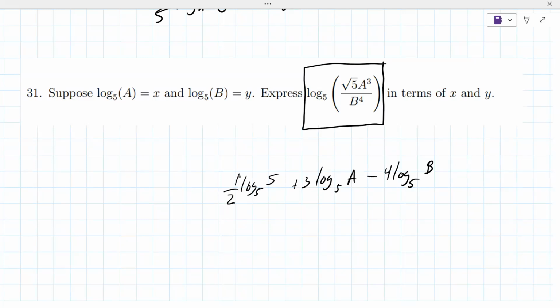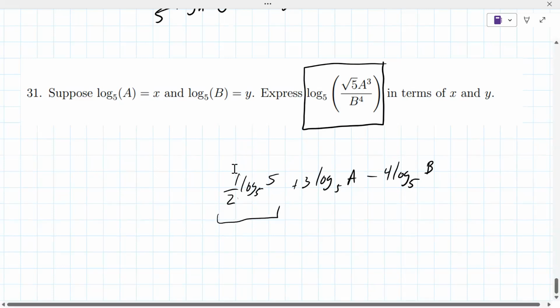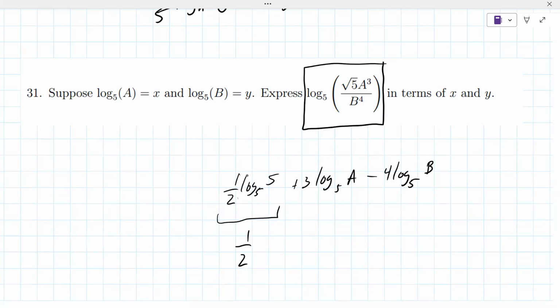Okay, good. And so what is this first term reduced to when the base is the same as the thing you're taking a log of? Isn't it just 1? Yeah, so with the 1/2 in front, it becomes just 1/2.